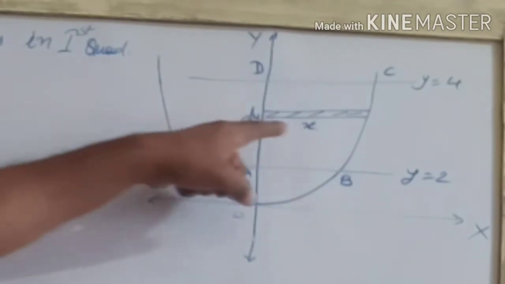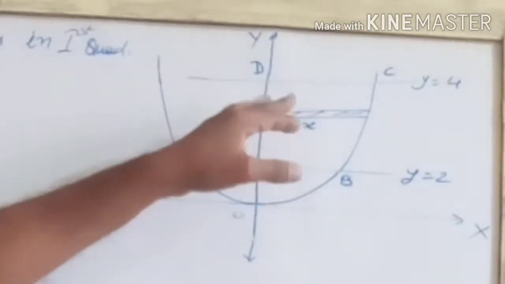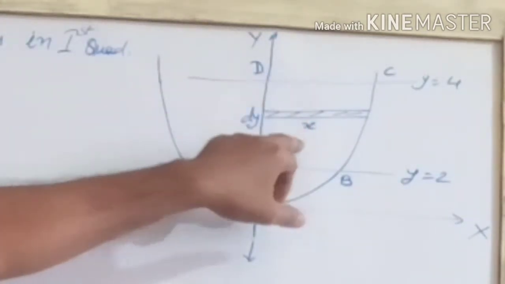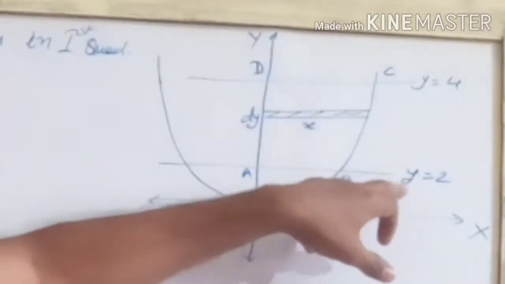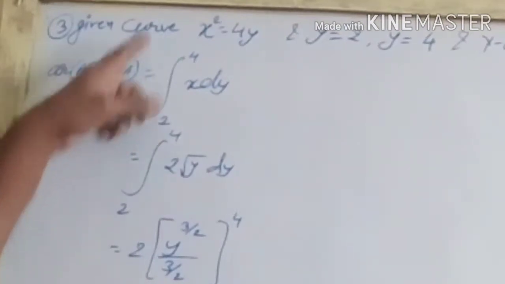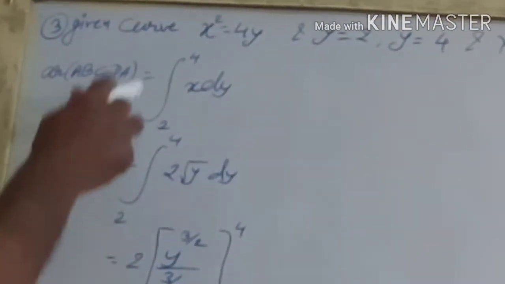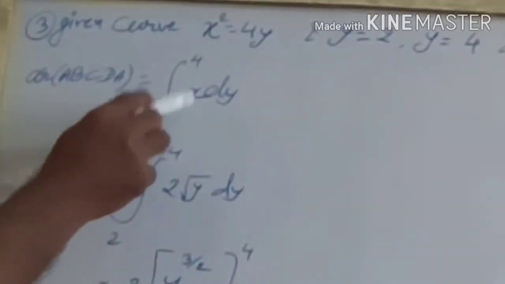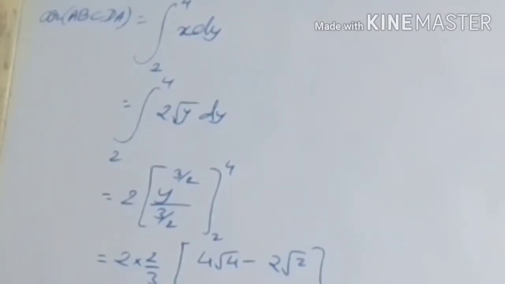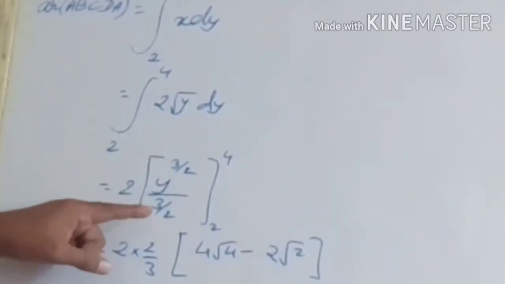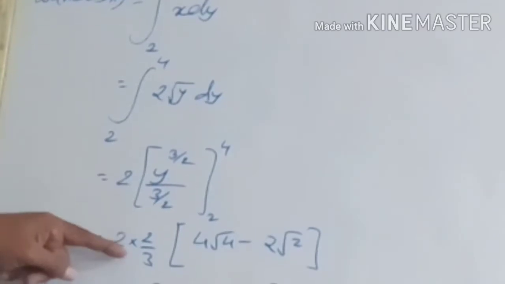So here the area of this strip, which is length into breadth, it is a rectangle. So L into B means x into dy. This is x into dy and we have to find the sum, so from 2 to 4. It is the symbol of integral 2 to 4, it means the sum of all rectangles. So x, which is under root 4y, means 2 root y, where 2 is outside, y to the power 1 by 2. Its integral increases the power by 1, so power 3 by 2 and divided by 3 by 2, which becomes the reciprocal, so 2 by 3 here.